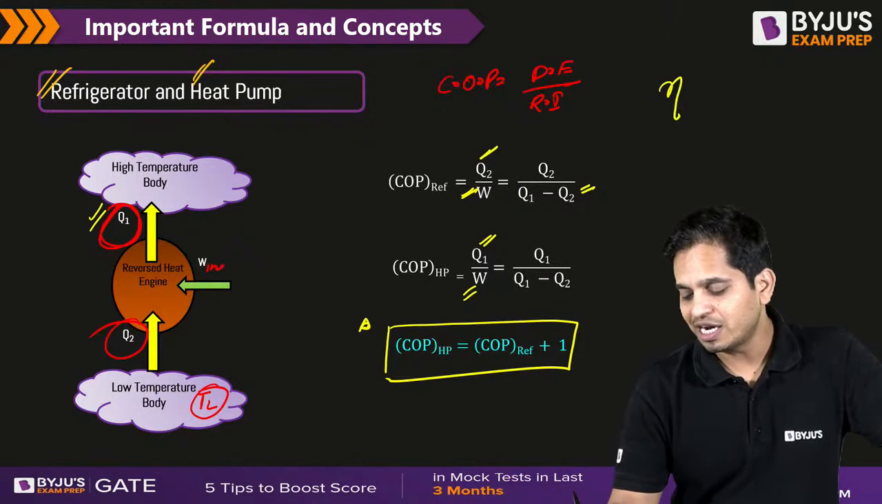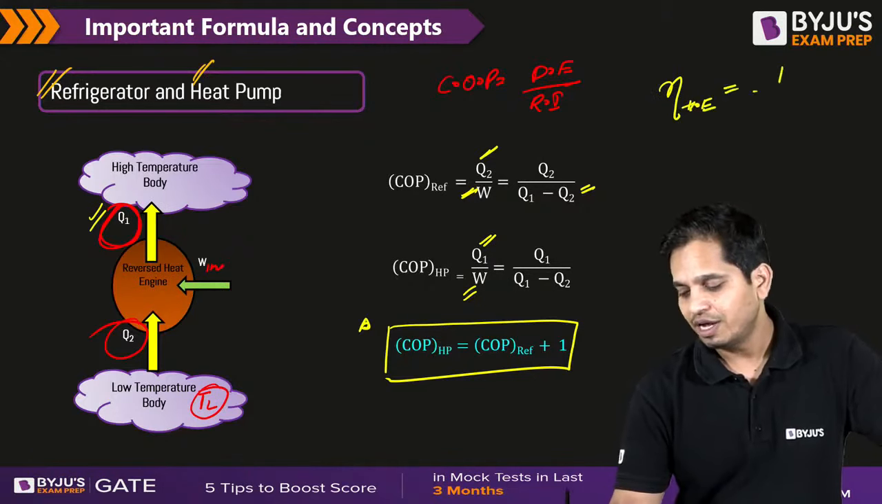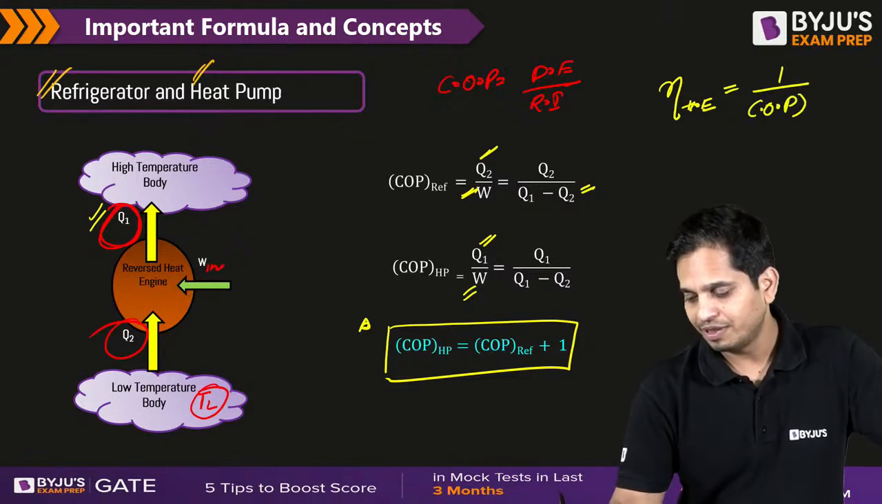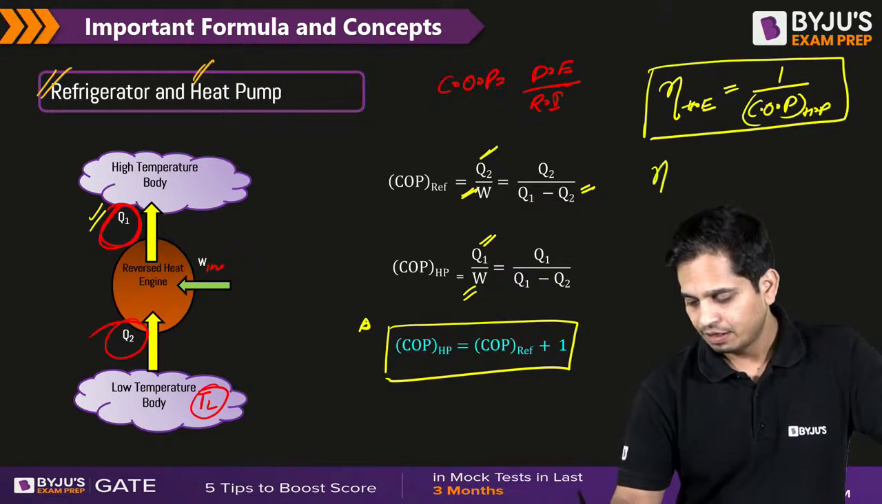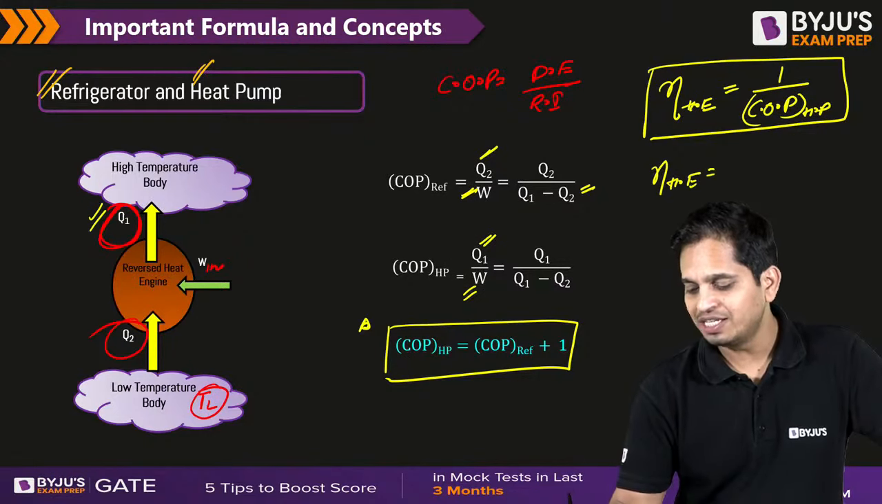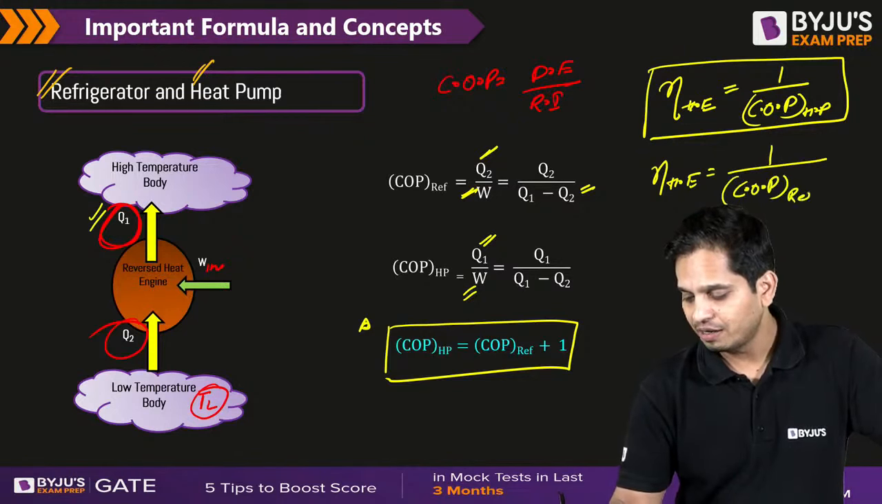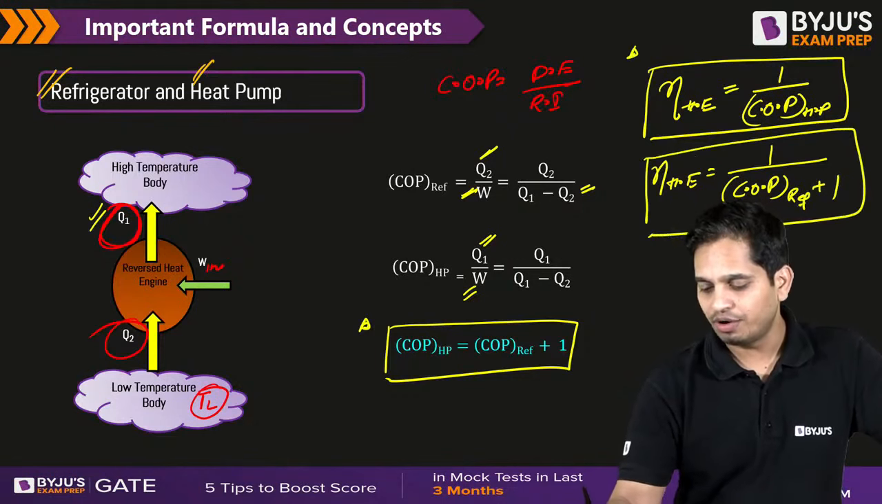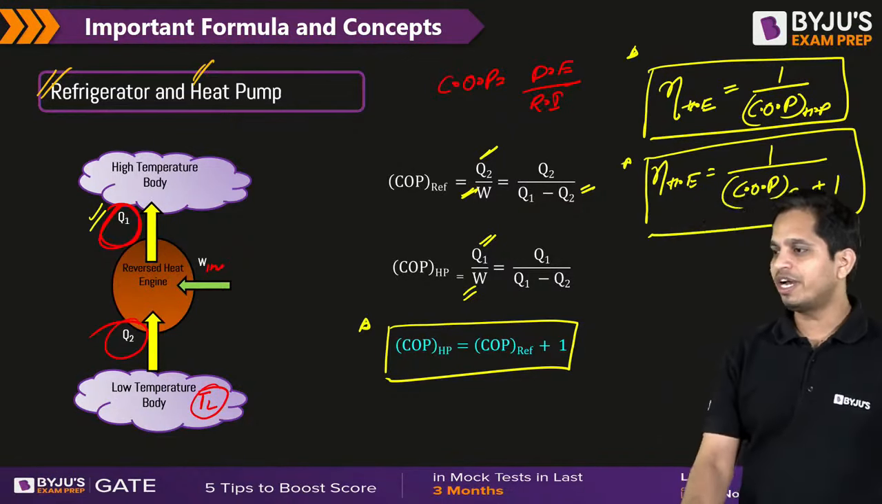Now what is the relationship between efficiency of heat engine and COP of heat pump? This is the relationship. Also, efficiency of heat engine can be written as COP of refrigerator plus 1. Okay. So write this down. These conclusions are very important.